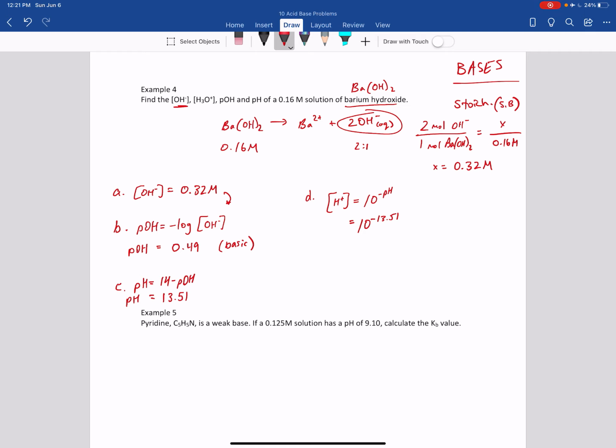Now remember, this is an exponent, not a scientific notation. So we're not using our exponent button, our EE button. We're using the actual exponent button in this case. So not times 10 to the power of something. So we get a value of 3.1 times 10 to the negative 14. And again, even though it's a base, water ionizes itself. So there is a little bit of hydrogen present. And there are our 4 answers. So very straightforward for a strong species.